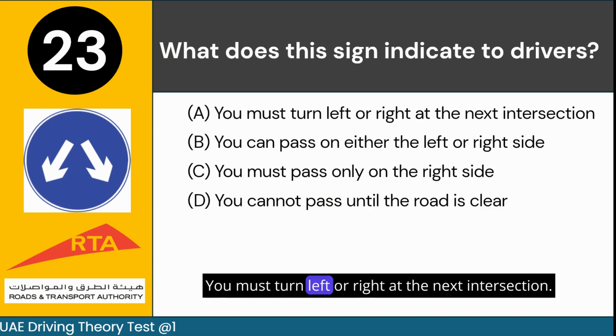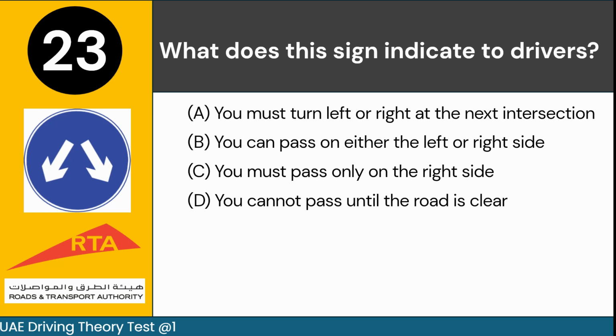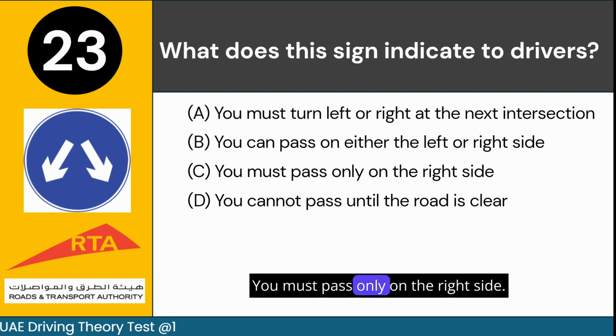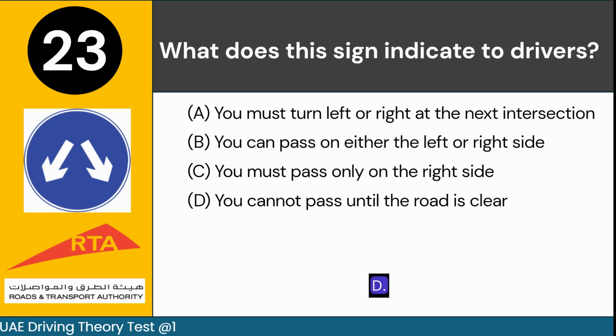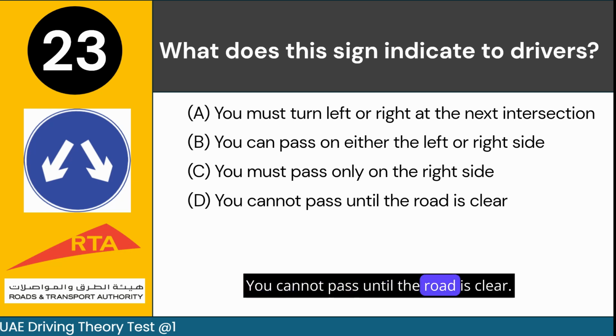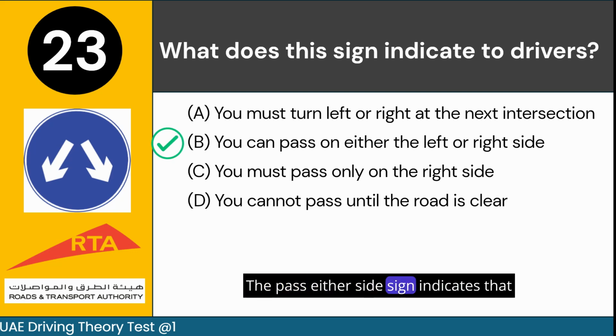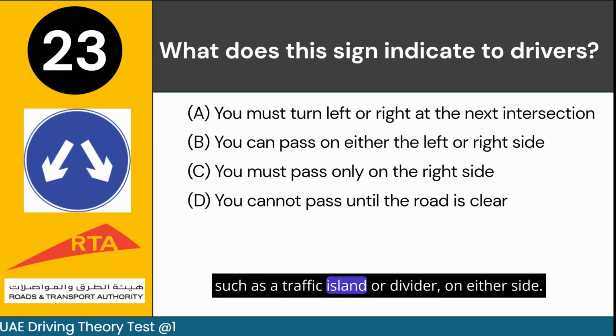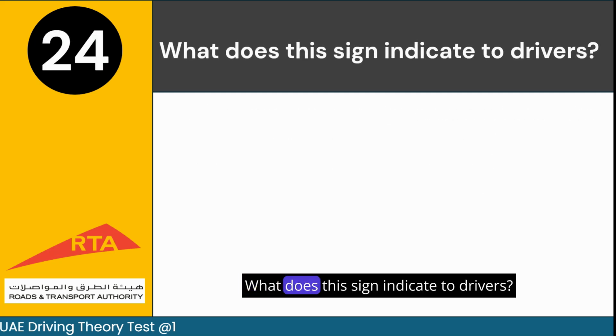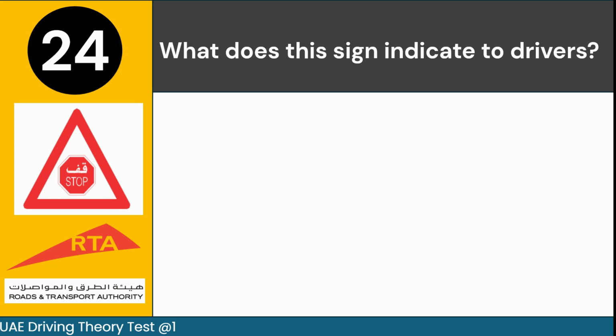What does this sign indicate to drivers? A. You must turn left or right at the next intersection. B. You can pass on either the left or right side. C. You must pass only on the right side. D. You cannot pass until the road is clear. Answer: B. The pass either side sign indicates that drivers may pass an obstruction, such as a traffic island or divider, on either side.